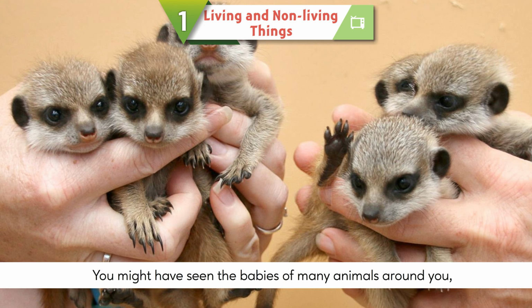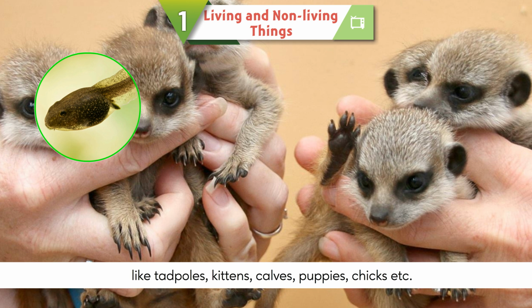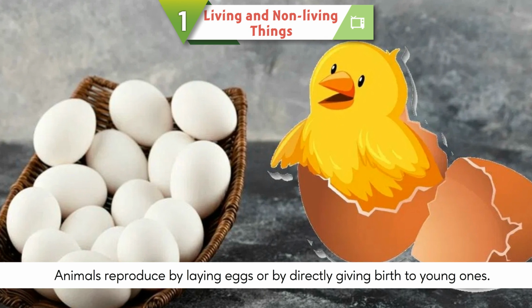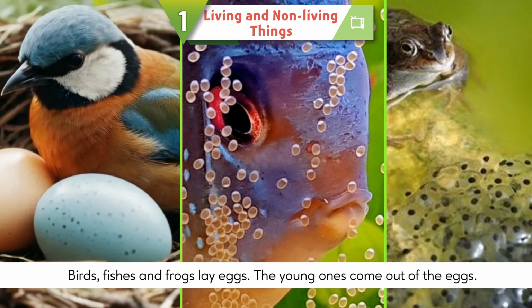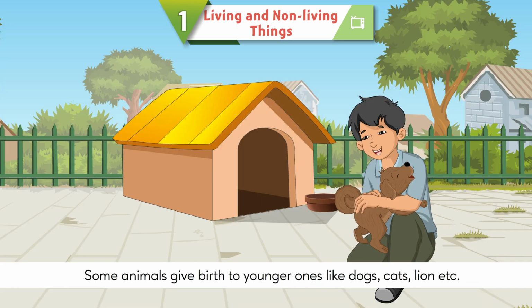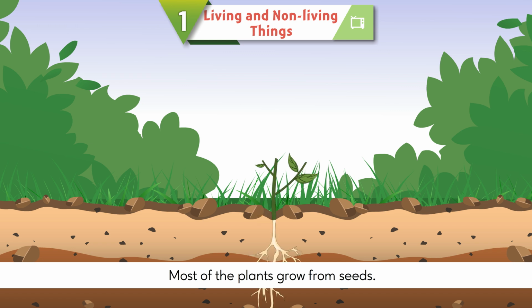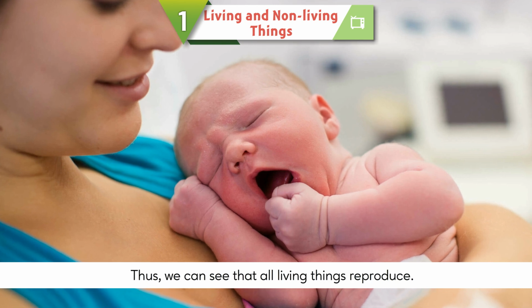Living things reproduce. You might have seen the babies of many animals around you, like tadpoles, kittens, calves, puppies, chicks, etc. Animals reproduce by laying eggs or by directly giving birth to young ones. Birds, fishes, and frogs lay eggs. The young ones come out of the eggs. Some animals give birth to young ones like dogs, cat, lion, etc. Most of the plants grow from seeds. Human beings also give birth to young ones. Thus, we can see that all living beings reproduce.